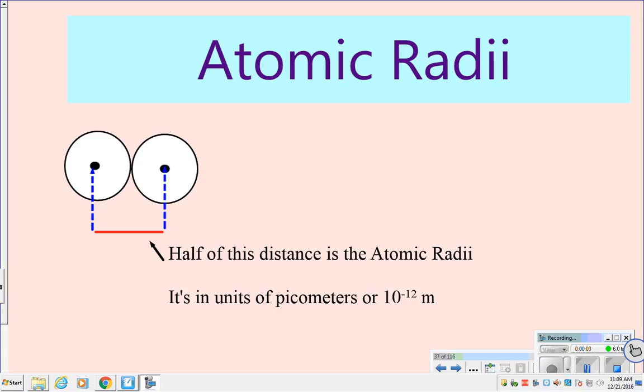Welcome to Atomic Trends part 1. In this part, we're going to look at atomic radii and ionic radii.